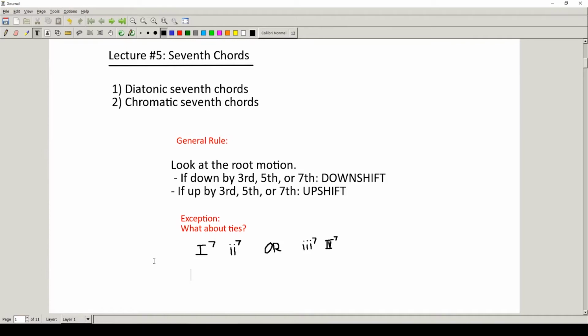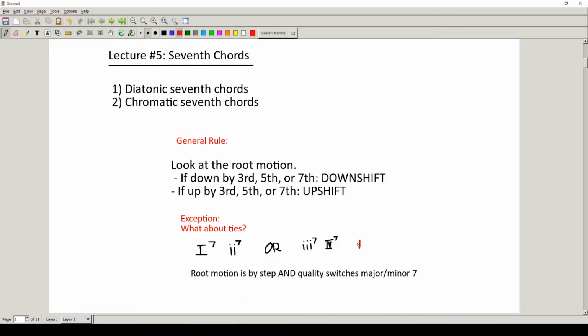You could go either up or down when the root motion is by step. And here I mean just diatonic step. It doesn't matter whether it's a whole step or a half step, and the quality changes. Specifically when it switches between major 7 and minor 7. So here, for example, root motion from 1 to 2, that's by a step, and we went from a major 7th chord to a minor 7th chord.